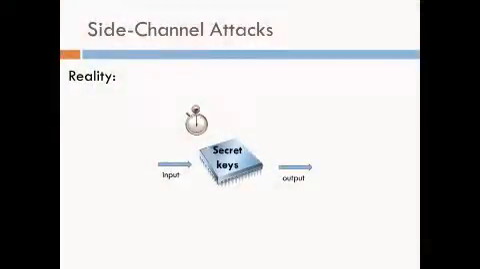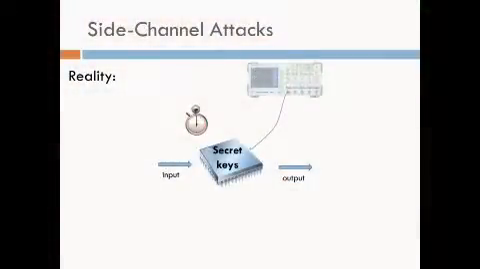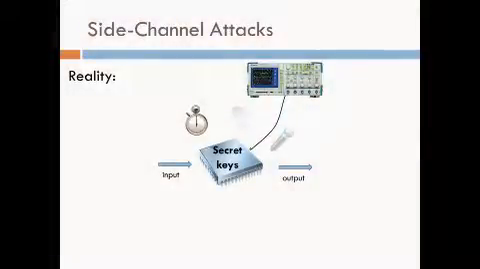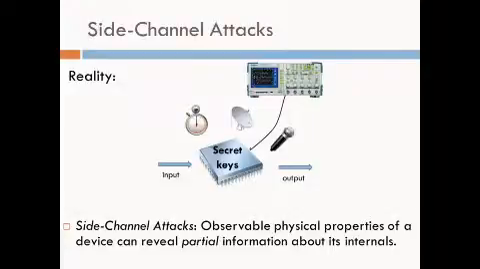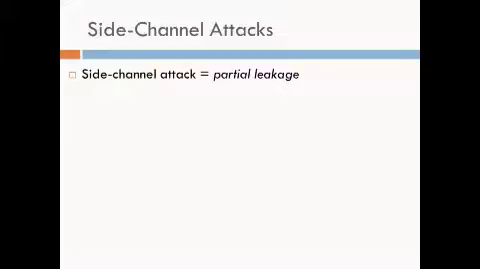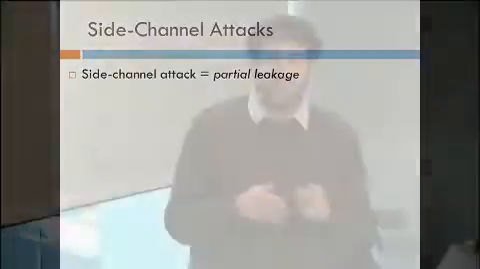For example, you could measure the time that the device needs to run the algorithm, and that can reveal some information about the internals. You could try to measure the electricity that it uses, or even the sound that it emits, or all kinds of radiation. On a high level, these are called side channel attacks, and the problem is that there are observable physical properties of the device that can reveal partial information about what's going on inside.